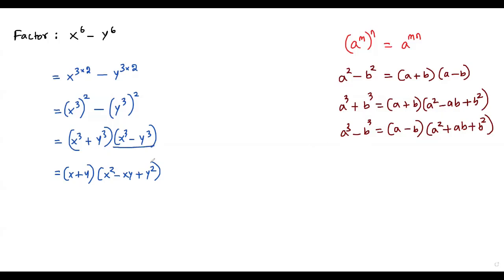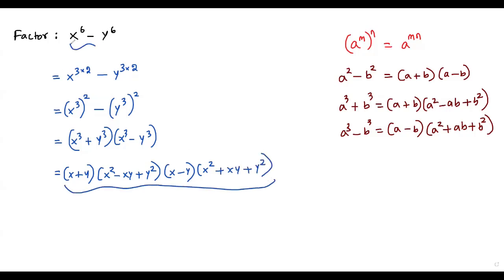Now I'm going to factor this expression x cube negative y cube using this identity. So then I'm getting x negative y times x square positive xy positive y square. So this is the factored form of the given expression.